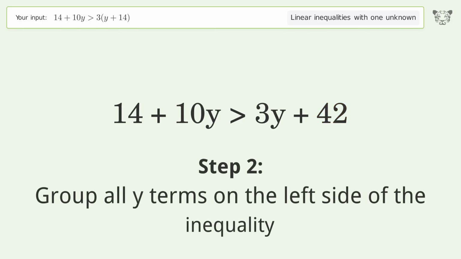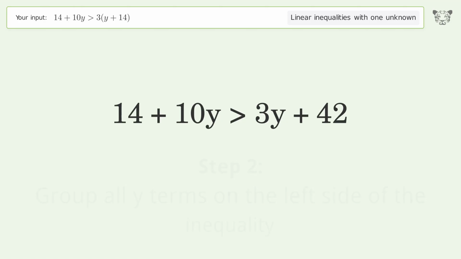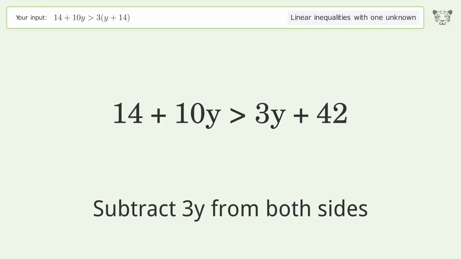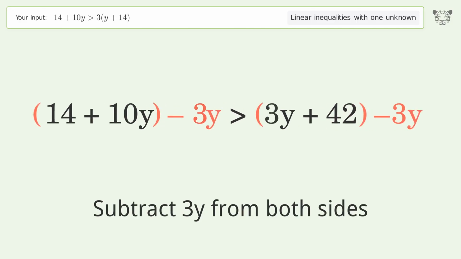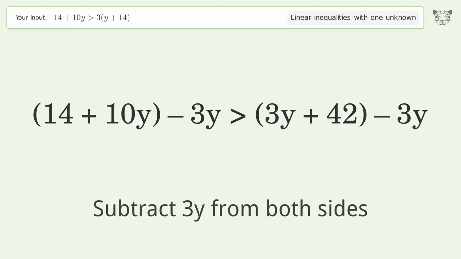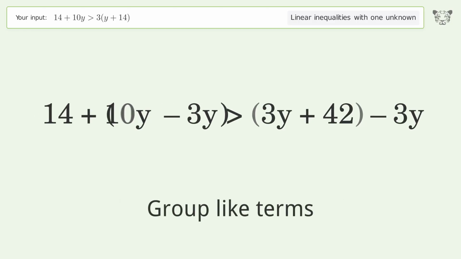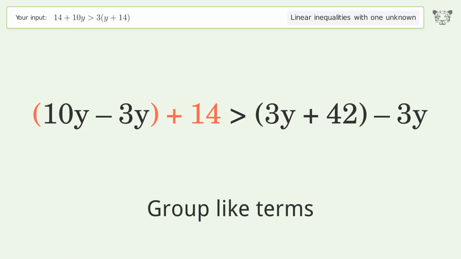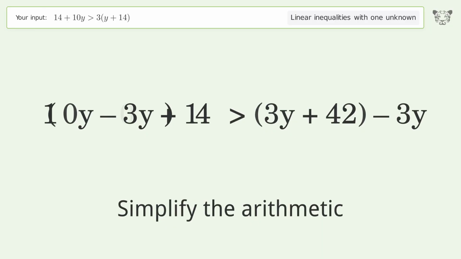Group all y terms on the left side of the inequality. Subtract 3y from both sides. Group like terms. Simplify the arithmetic.